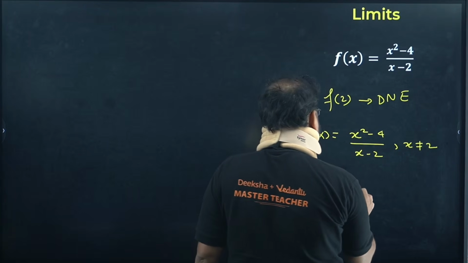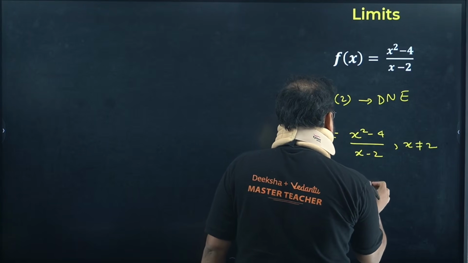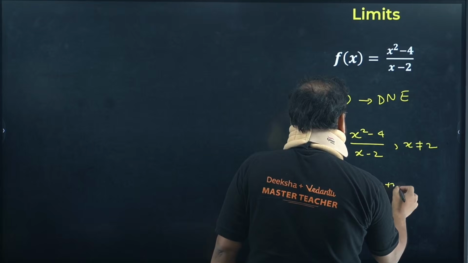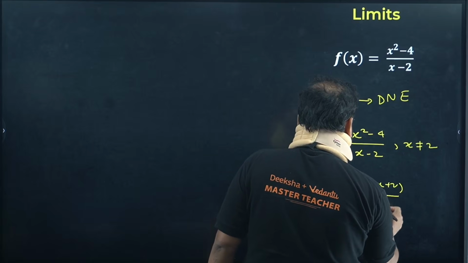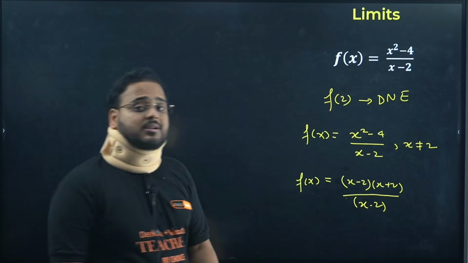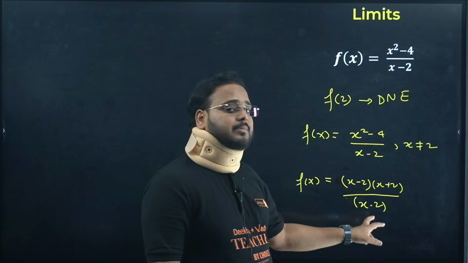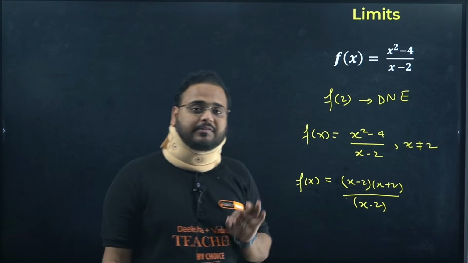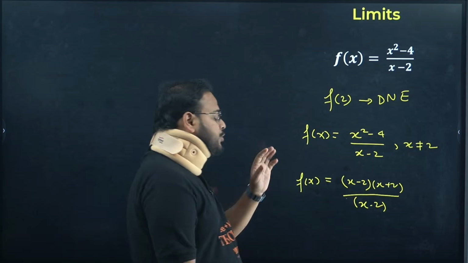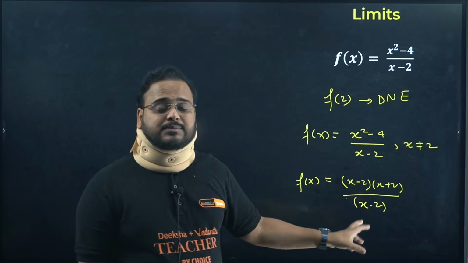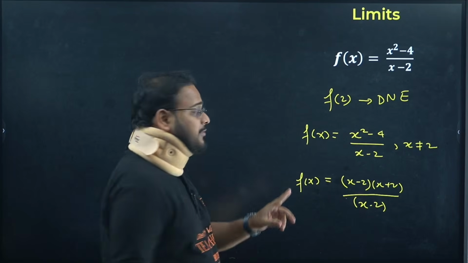Okay, I can factorize this as (x minus 2)(x plus 2) divided by (x minus 2). You can clearly see over here that x minus 2 cancels. You have only x plus 2 left. Am I right or not? Yes, sir. So clearly this is possible since x is not equal to 2.